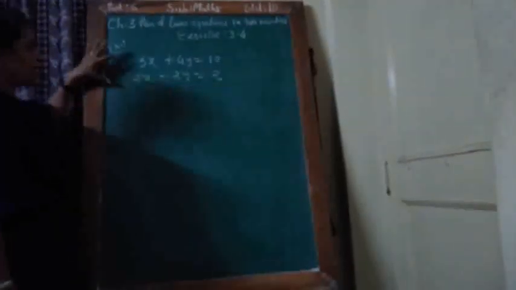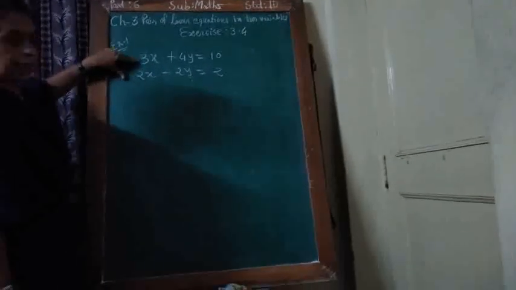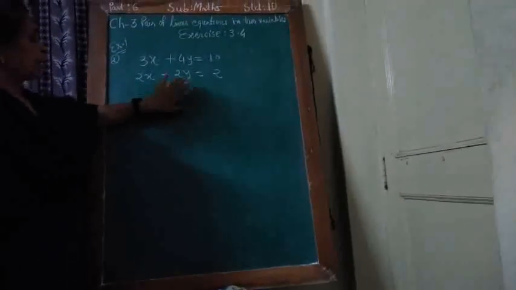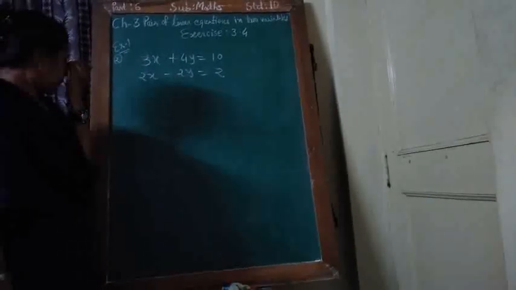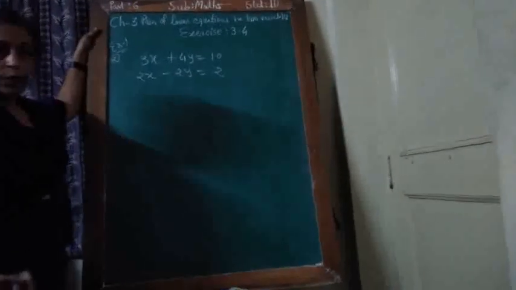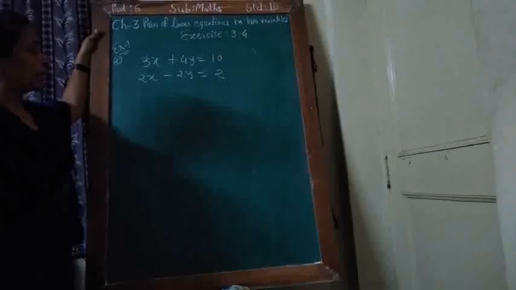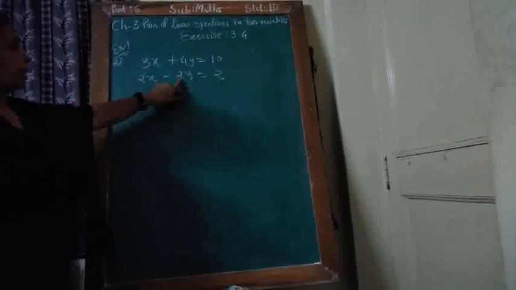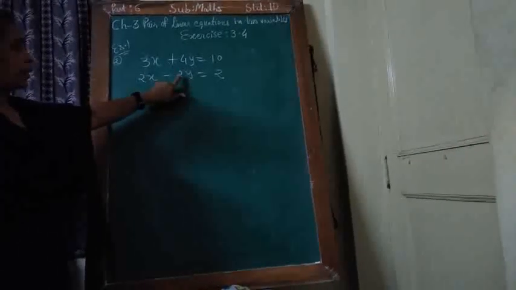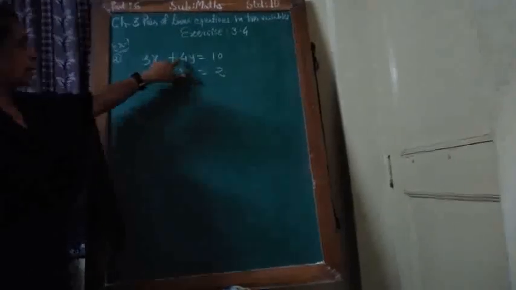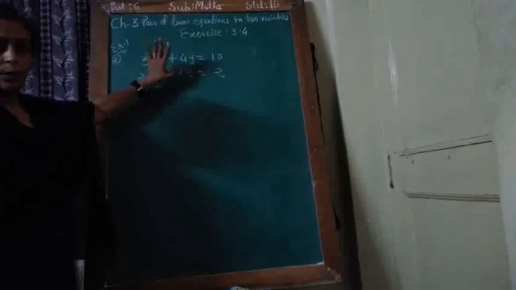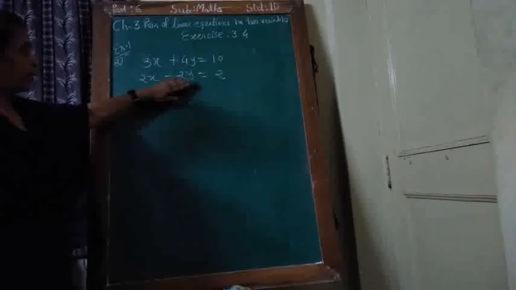Yes. Here the coefficient of x is different, 3 and 2. Here the coefficient of y is 4 and here 2. So to make the coefficient of each variable the same and easy, here you only have to multiply the second equation by 2 so that it becomes 2 to the 4, and plus 4 and minus 4, so that both terms cancel and we eliminate y.